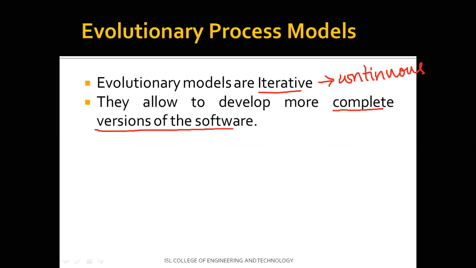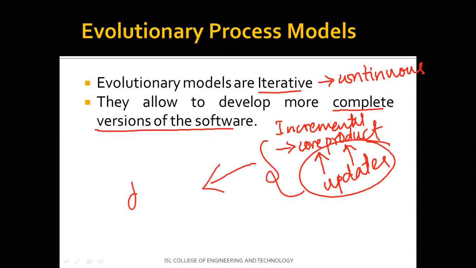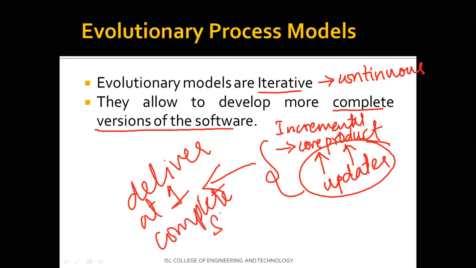Now, unlike what we have seen within the incremental model, where we first deliver a core product, that is the basic functionality, to the end user, and upon this core product you add many other updates onto the software, this is not the case in the evolutionary process model. In the evolutionary process model, you're going to make one complete version. You're not going to go for updates, but you're going to combine all of this together and deliver this at once. A complete software will be delivered at once within an evolutionary process model.